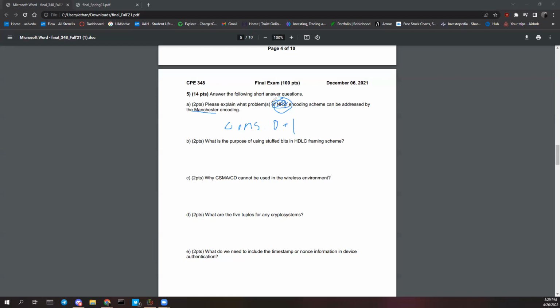But in this case, I'll just read his solutions for them verbatim and we'll just memorize it, because these questions will basically be the same across the board. So in this case, consecutive ones and zeros is a main problem with NRZ that Manchester doesn't have, which is why it's addressed by it. And then the other thing is clock synchronization and baseline wander. Those are three different problems that can be fixed by Manchester encoding.